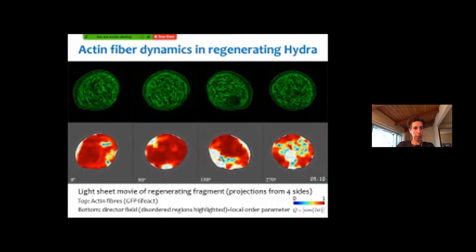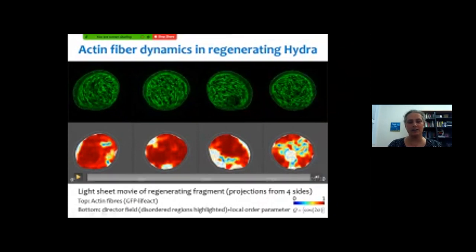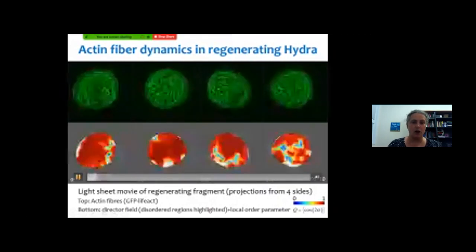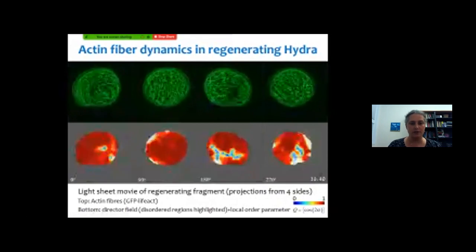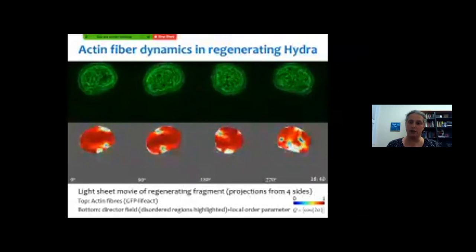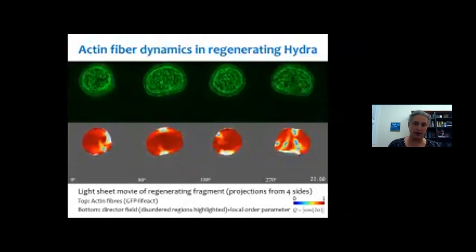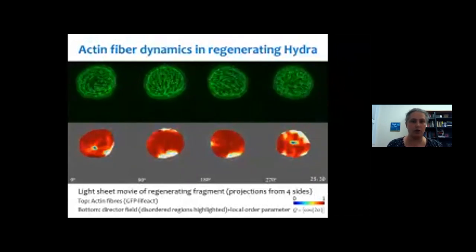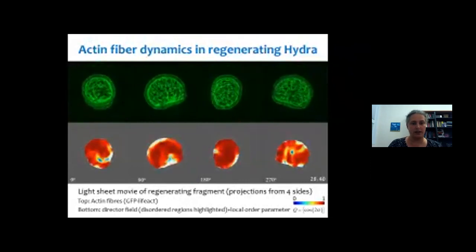Okay, so in this movie, we can see the process of how the actin fibers organize during regeneration. What you're seeing here is a light sheet movie, from 4 different directions. On the top, you're seeing the projected images from these 4 orientations. On the bottom, you see the orientation field of the actin fibers, and the color indicates the nematic order parameter. You saw early on that there were disordered regions. These have disappeared. By now, the system has order everywhere, and we see that point defects emerge.